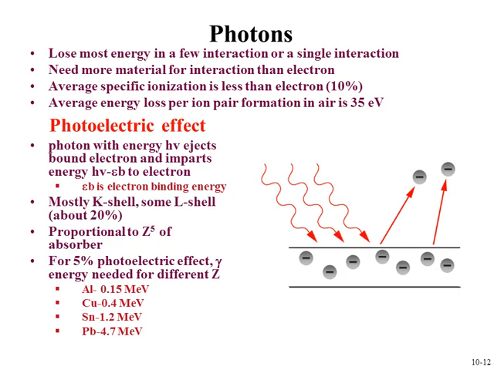Most of these photoelectric electrons come from the K shell, and the degree of the photoelectric effect is proportional to the Z, shown here, Z to the 5th of the absorber. So as an example, for 5% photoelectric effect, the gamma energy needed for different Z's is shown here. So for a higher photoelectric effect, one would use a lower Z.